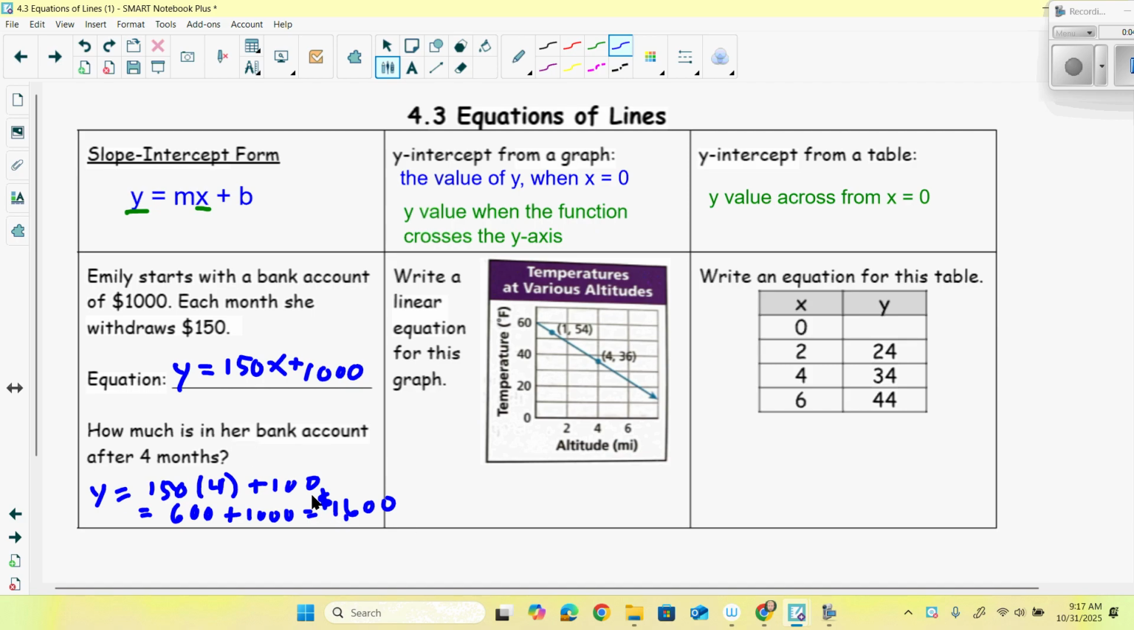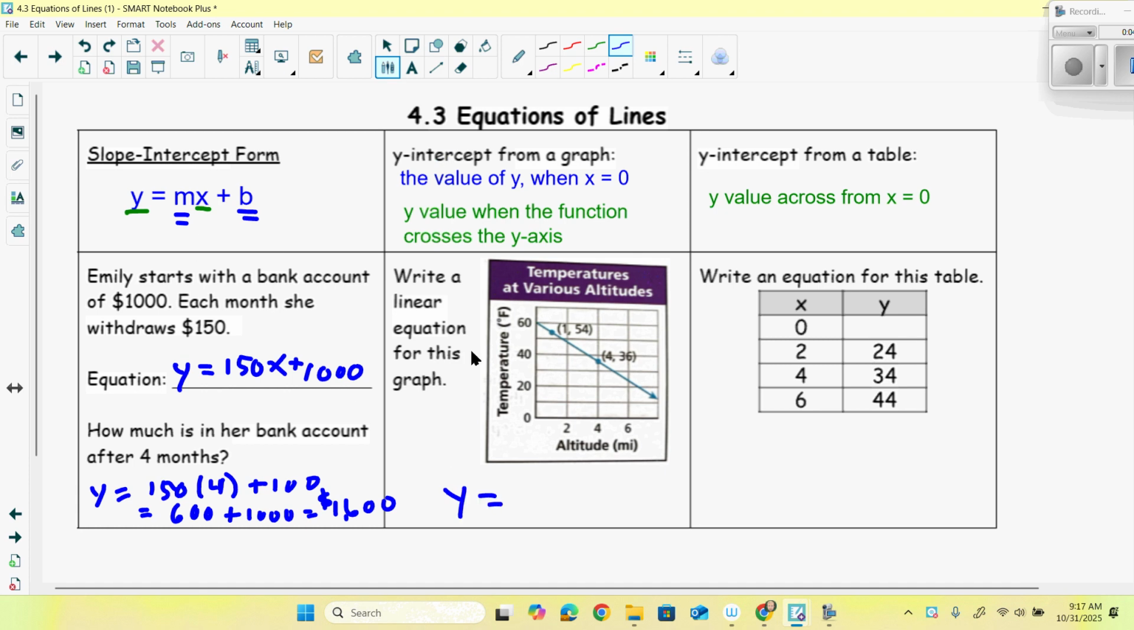This is $1,600. It's not just the number 1,600. There's meaning to it. I'm going to come down here. I need to find the M. So these are the things we're really after. The M and the B. The B is the easy thing to find here.